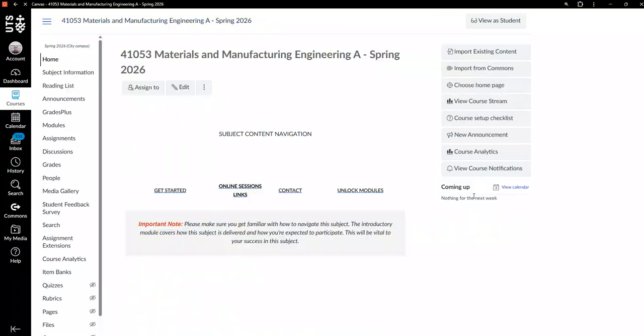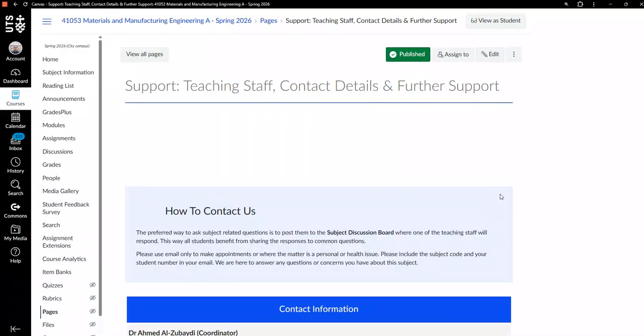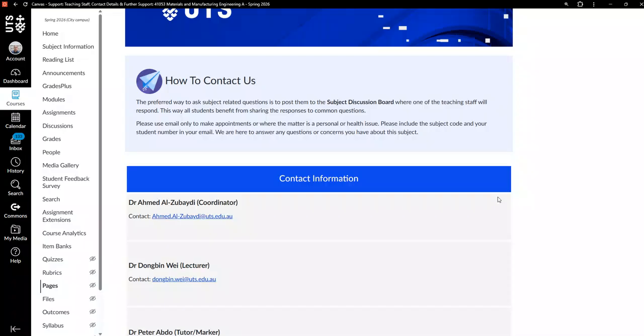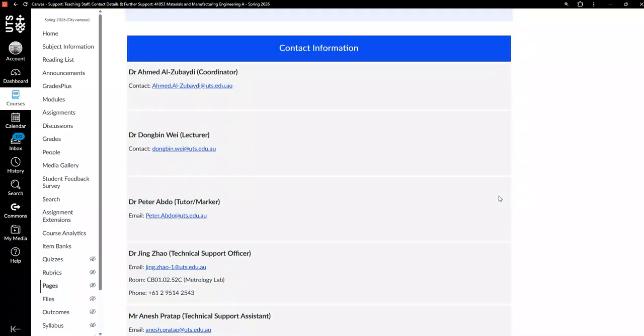Now we go to the contacts, which is something very important. In the contacts, we have 3 main people that you can ask. If you have your own tutors, you can contact them through the Teams channel. Just simply mention their name and send a message. The coordinator is myself. The co-coordinator is Dr. Dongming Wei. He's a very professional and good guy. We have Dr. Peter Abdu, who is the senior tutor we have in this subject with us.